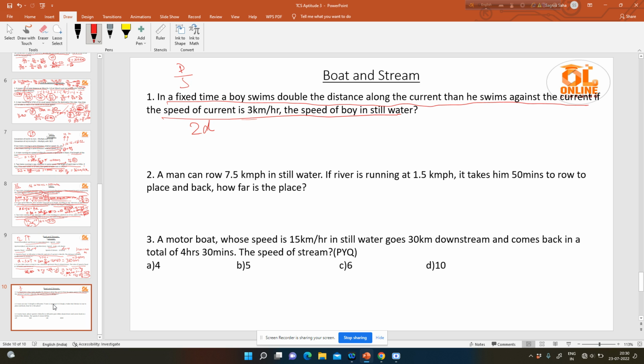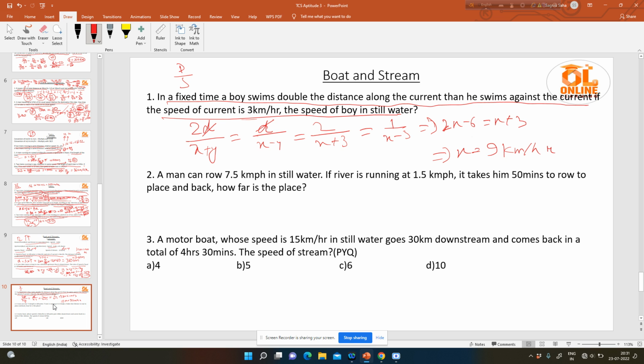So let us consider it as 2d, and we know the downstream speed is x plus y, and in upstream he covers d distance, and the speed is x minus y. d and d would cancel. So 2 by x plus y. We know the speed of current is 3. So it would be x plus 3 by 1 by x minus 3. If we solve this, it would be 2x minus 6 is equal to x plus 3. That would be x is equal to 9 kilometer per hour. So the speed of the boy in still water is 9 kilometer per hour.